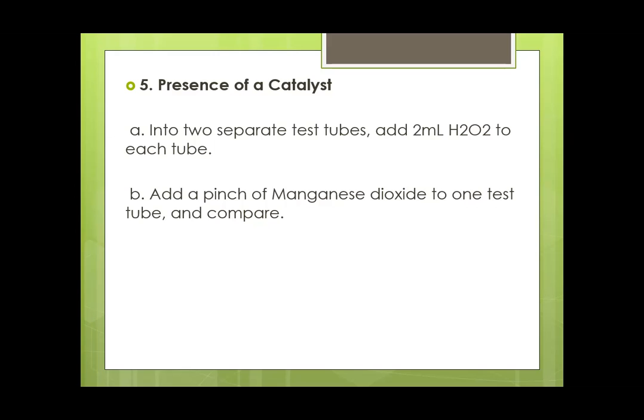Number 5, presence of a catalyst. First, into 2 separate test tubes, add 2 ml of hydrogen peroxide to each tube. Then, add a pinch of manganese dioxide to one test tube and compare.